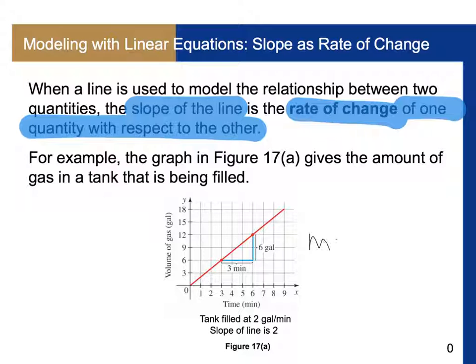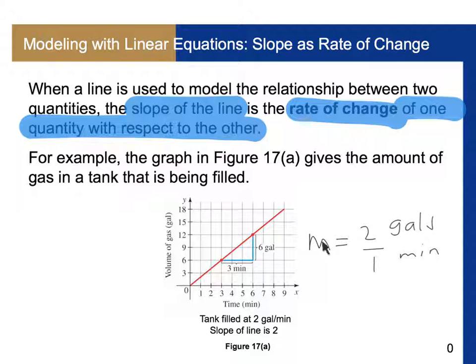M equals 2 over 1, or 2 gallons in 1 minute. Okay, and we can see, so if we go to this one, as 3 minutes go by, we're going to go up 6 gallons. So 6 divided by 3 is 2, right? Change in y over change in x is 2. That gives us our slope of 2 over 1.